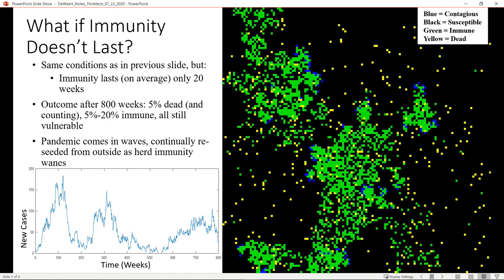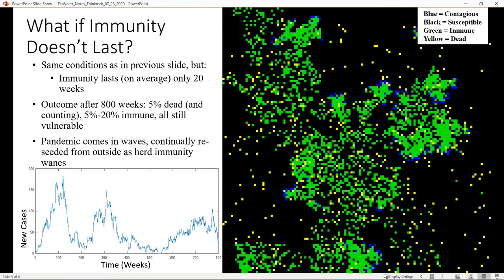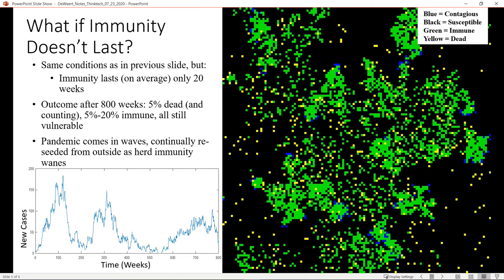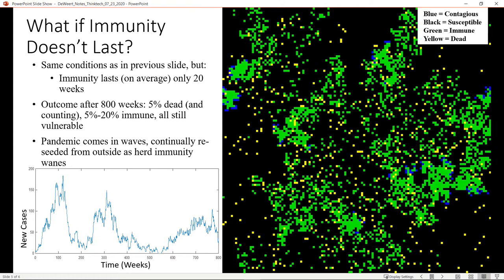They may get lower, they may not be at the same height, but they'll have fatter widths, and so you'll end up reinfecting about the same number of people. Everybody's going to be susceptible except for the people who've died, who of course aren't susceptible.